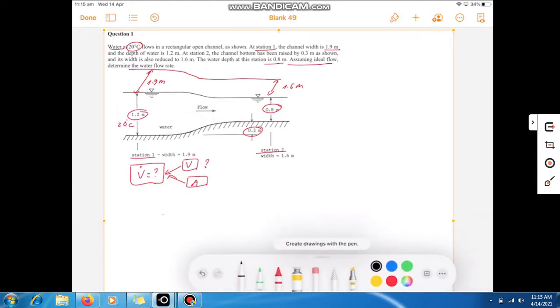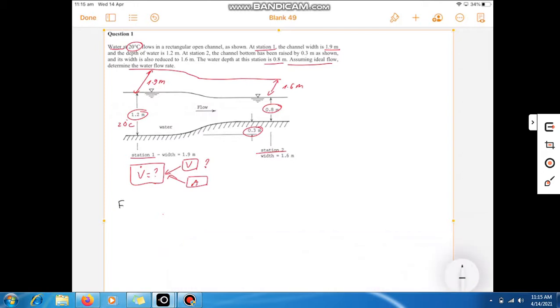And to find velocity, in this case, we have to apply the energy equation, because inside the energy equation we have kinetic energy, and in kinetic energy we have velocity. So maybe we can use the energy equation to find velocity. We will apply the energy equation, but we have to choose 2 points. The energy equation is written between 2 points, not between 2 sections or 2 stations.